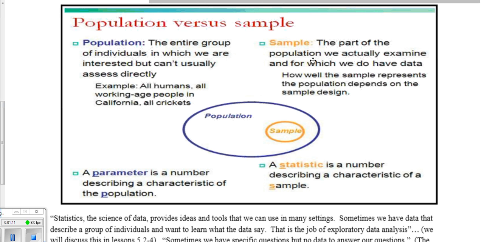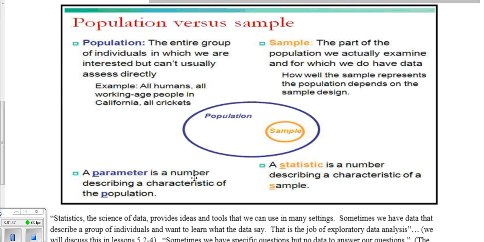But a sample, on the other hand, is just a part of that population that we can actually examine and for which we can get some data. So we can ask some people who are working age in California, and as long as we have enough of them, we can say that our data holds true for that group. Or we can ask people from all over the entire world, and again, as long as we hit enough places and enough people, we can say that it applies to all humans. Now, how well the sample represents the population depends on how well the sample was designed.